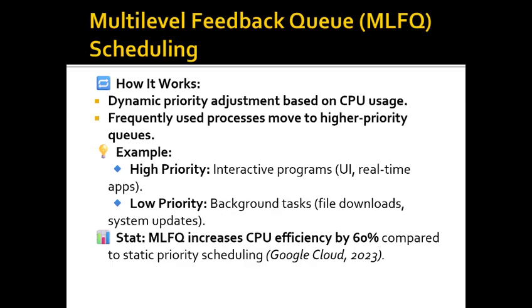Multi-level feedback queues. Multi-level feedback queue is nothing but MLFQ scheduling. It is a dynamic priority adjustment based on CPU usage, where frequently used processes move to the higher priority queues. For example, higher priority is an interactive program, and lower priority is a background task.